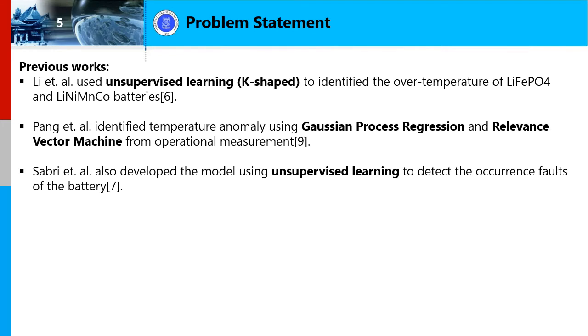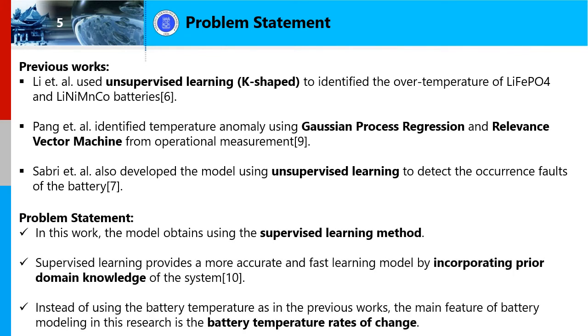The previous work used unsupervised learning such as K-shape, Gaussian process regression, and relevance vector machine. In reference 7, they also developed the model using unsupervised learning to detect the occurrence of faults of the battery. In this work, the model is obtained using the supervised learning method. Supervised learning is used in this research because it provides a more accurate and faster learning model by incorporating prior domain knowledge of the system.